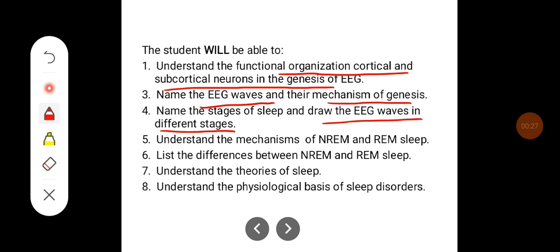name the EEG waves and their mechanism of genesis, name the stages of sleep and draw EEG waves in different stages, and understand the mechanism of NREM and REM sleep. List the differences between NREM and REM sleep. Understand the theories of sleep and understand the physiological basis of sleep disorders.